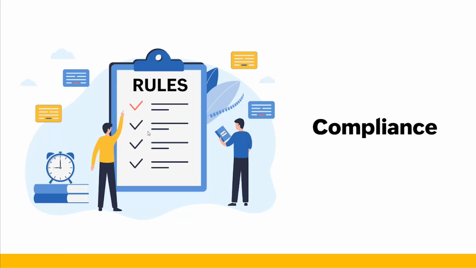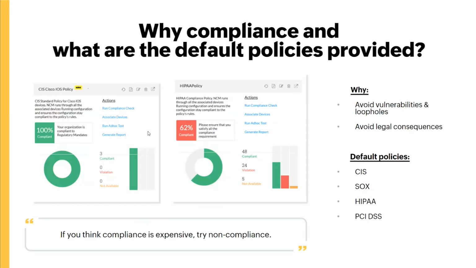All right, now let's move on to the second topic of our session, which is compliance. So why is compliance important and why do you need to adhere to certain policies? Compliance is crucial to avoid security vulnerabilities or loopholes in your network environment. It's also mandatory, and non-compliance can lead to legal consequences. Some of the default policies supported in Network Configuration Manager include CIS benchmarks, SOX, HIPAA, and PCI DSS. You can also create your own policies based on your requirements.